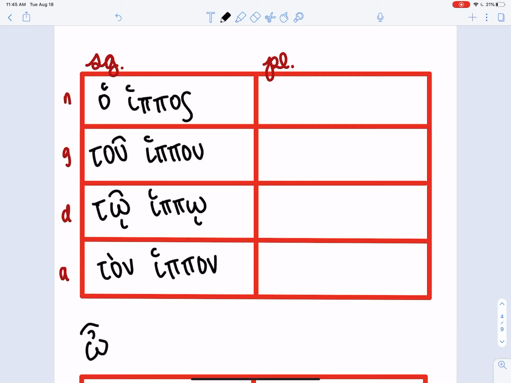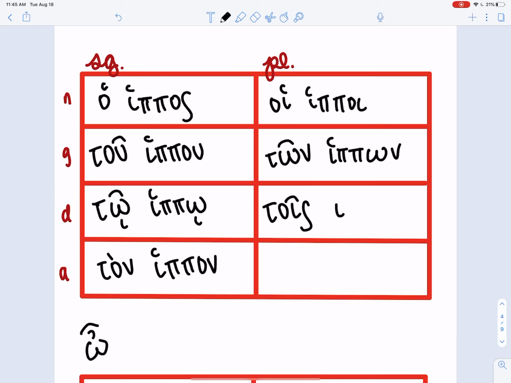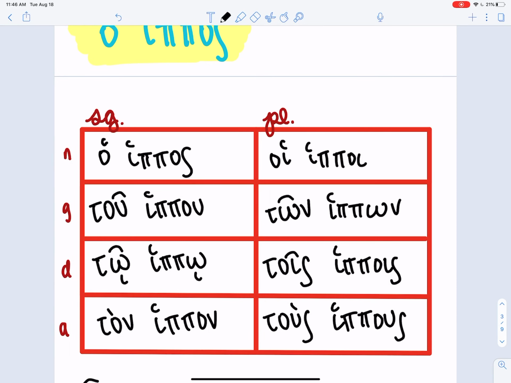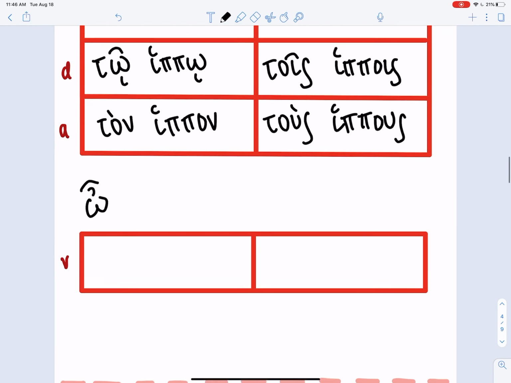Okay, then in the plural, we have hoi hippoi, then tōn hippōn, tois hippois, and tous hippous. And that is it. That is ho hippos declined, except for vocative, which we'll do really quickly.